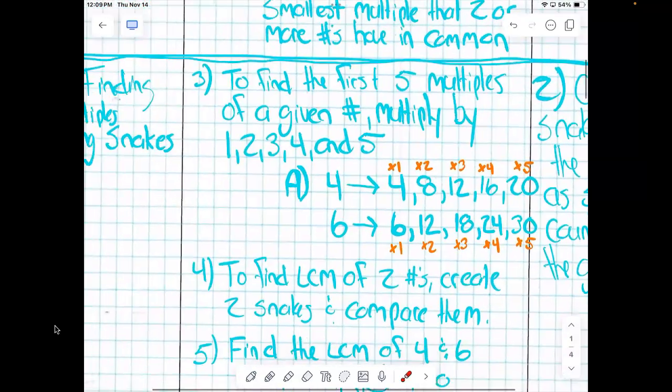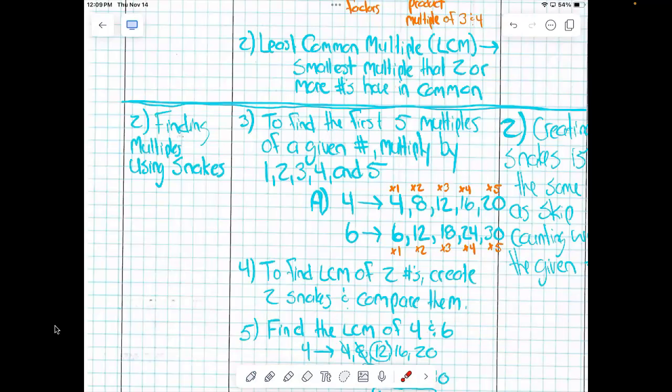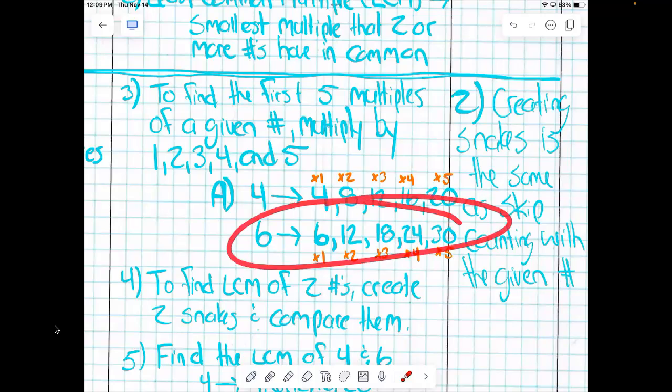Yes. We call this method the what method? Snake. So the snake method, right? Yes. Because I give you a number, like the head of the snake, and the snake just keeps stretching out as you find more and more multiples, yes? Yes. So here's another example using 6.